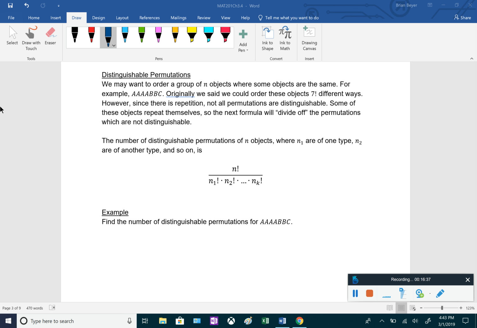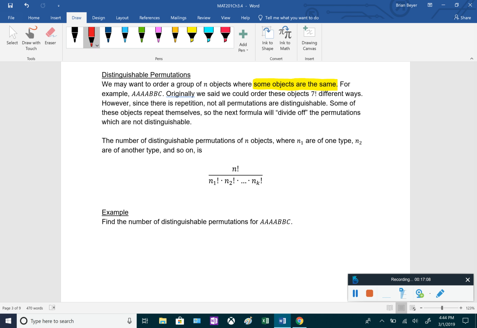So the idea for this is we may want to order a group of n objects where some of them are the same. So we're going to have some of the same objects. So let's say we have this example, A, A, A, A, B, B, and C. So before, when we were doing this, if they said how many different ways can we arrange those in order, we would say, well, there's 7 different objects. So we would say that there's 7 factorial different ways that we could arrange them in order.